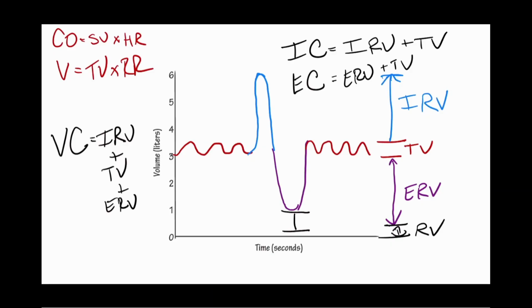The last one is TLC, total lung capacity. What is the total amount of air we can get into and out of our lungs? This time we do include residual volume because it's the total lung capacity. So TLC equals vital capacity plus residual volume. It's the whole thing from top to bottom, including the residual stuff. That's your total lung capacity.